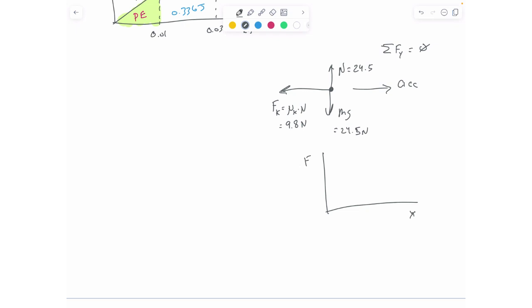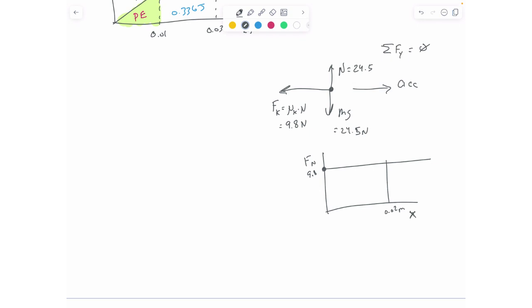And my force is what? Well, this is my frictional force, which is 9.8 newtons, of course. But does this force change depending on my displacement? No, it doesn't change at all. Now, how much did the block displace? Well, it displaced 0.02. That's how much it moved, right? 0.02 meters. Okay?